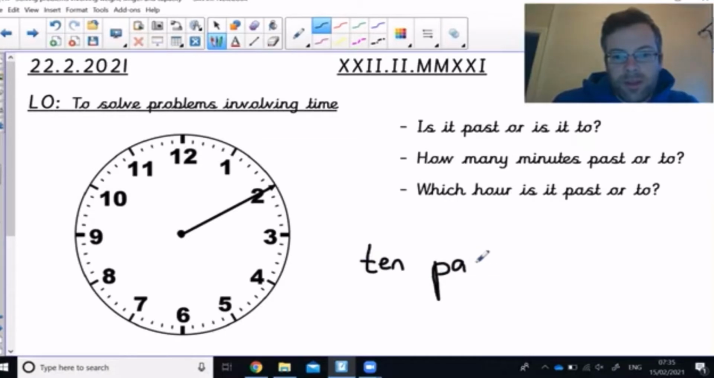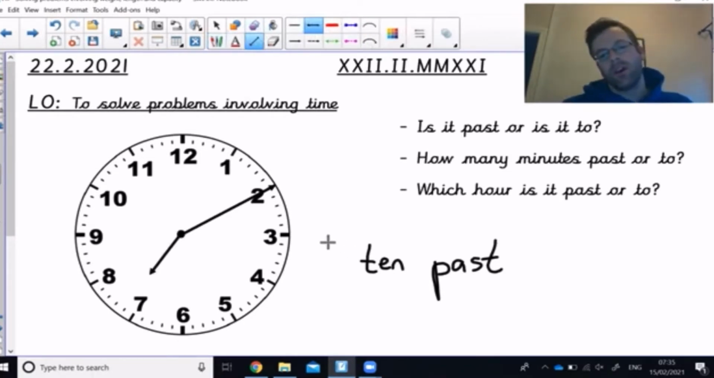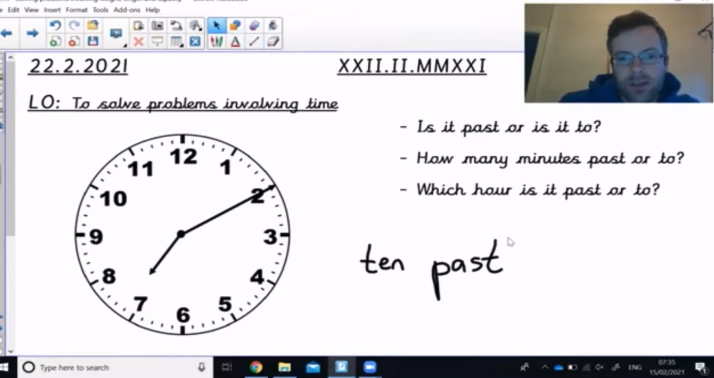And then the last one, we work out which hour it is past or to. And to do that, we look at the hour hand, which is the smaller one. Now, let's say I put this one here. Hopefully you can see that it is down here and it has gone just past the 7. Okay, so this time is 10 past 7.